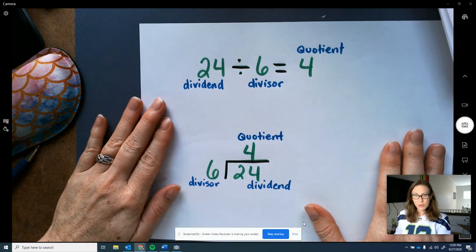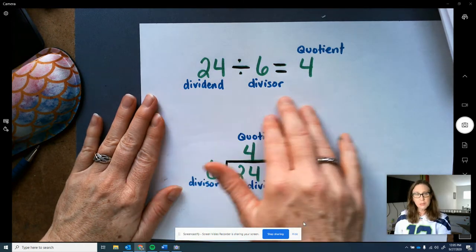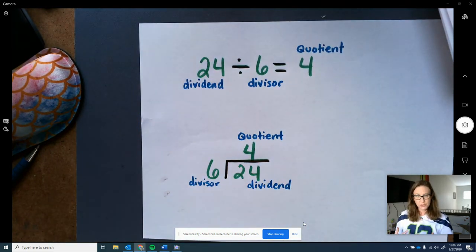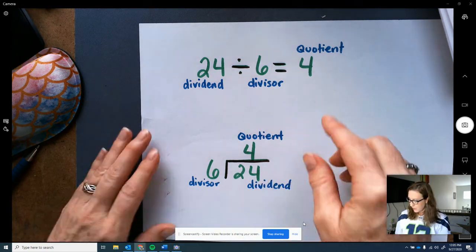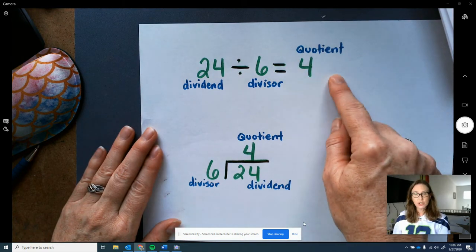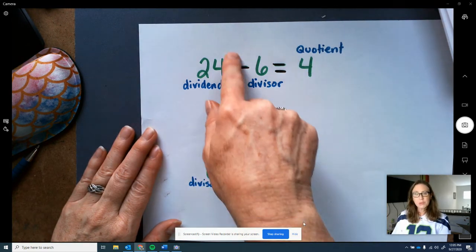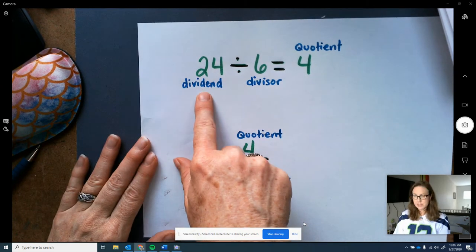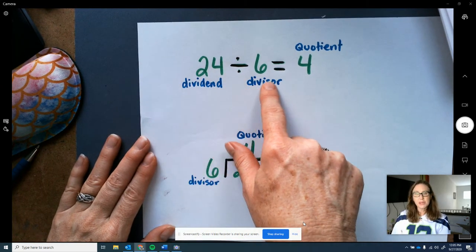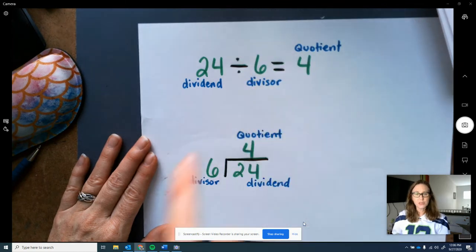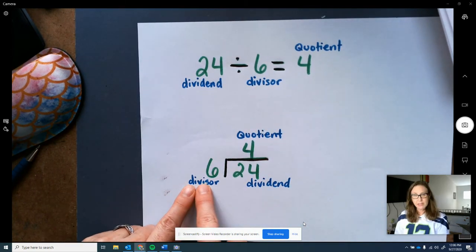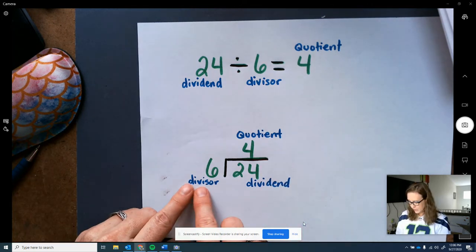Just as a quick reminder, when we talk about division, there are actual names for the different parts of the numbers. The answer to a division problem is called the quotient. The big number that is being divided is the dividend, and how many equal groups you're putting it into is called the divisor. So when it's set up like this is how you would see the vocabulary words.